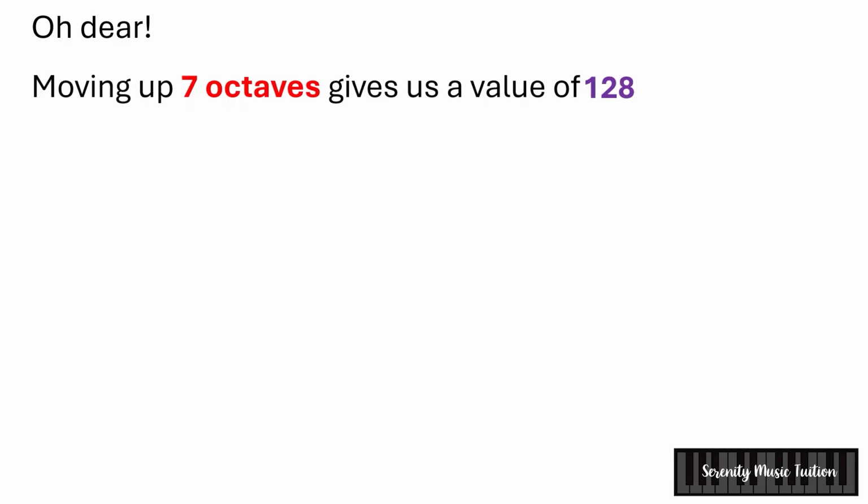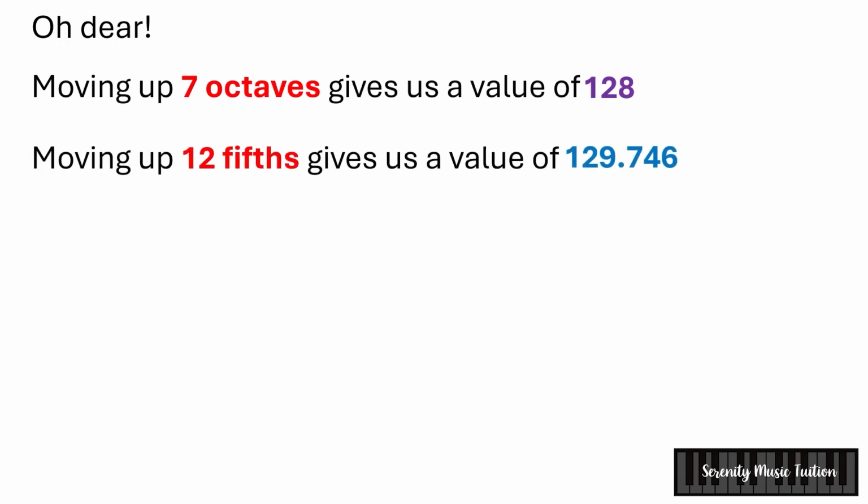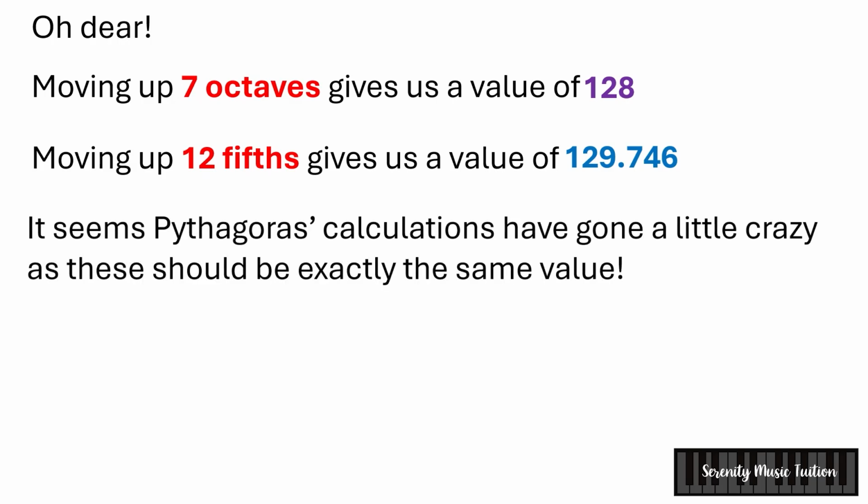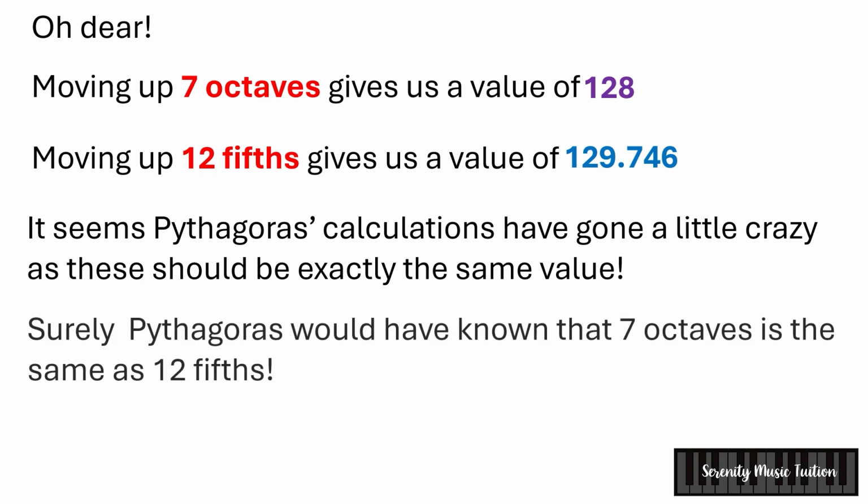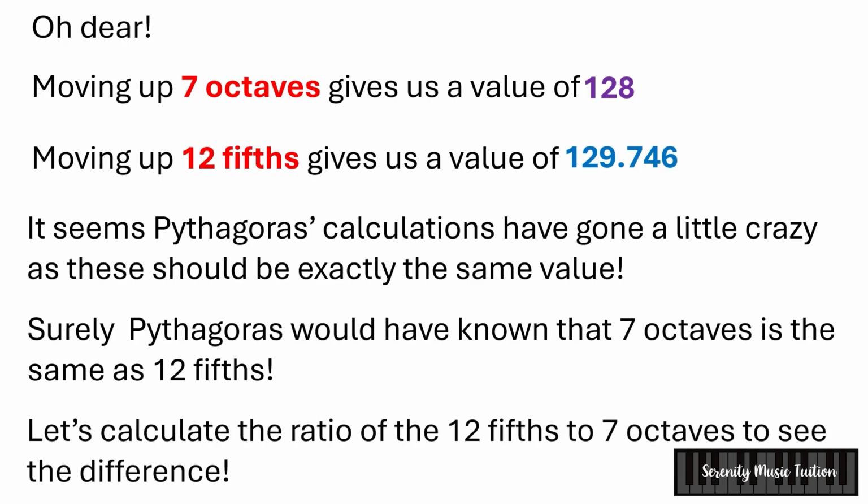Moving up 7 octaves gives us a value of 128. Moving up 12 fifths gives us a value of 129.746. It seems Pythagoras' calculations have gone a little crazy, as these should be exactly the same value. Surely Pythagoras would have known that 7 octaves is the same as 12 fifths. Let's calculate the ratio of the 12 fifths to 7 octaves to see the difference.